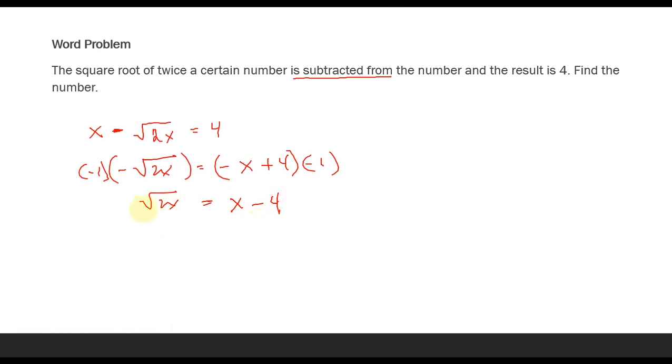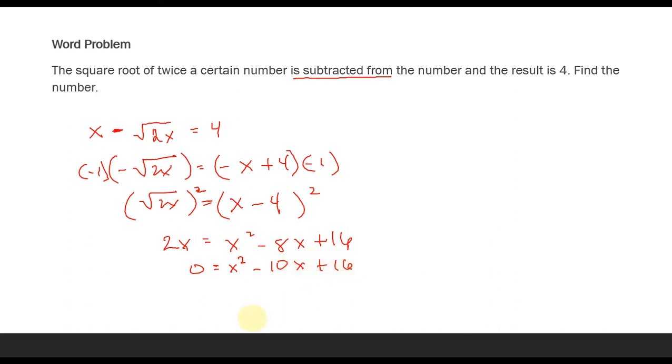Now, the next step is to remove this radical sign. To do that, we're going to raise both sides by the value which is the same as the index. The index here is 2, so raise both sides by 2. And then this is going to be 2x equals, using FOIL method, x squared minus 8x plus 16. Next, combine like terms, this will give us x squared minus 10x plus 16.